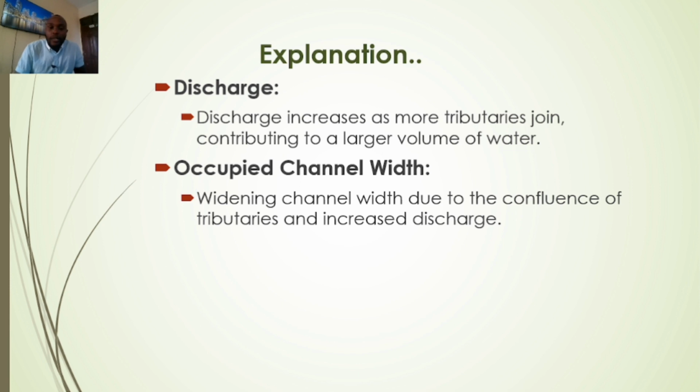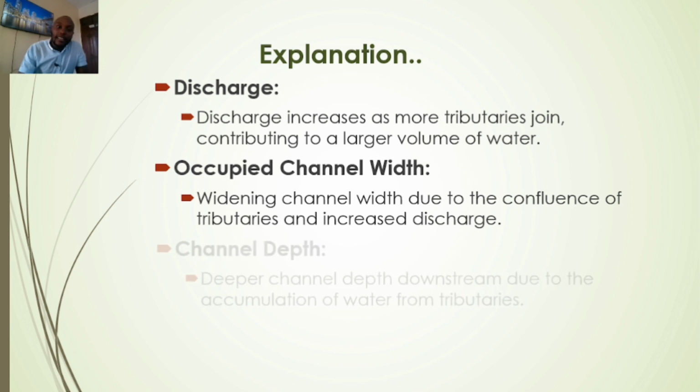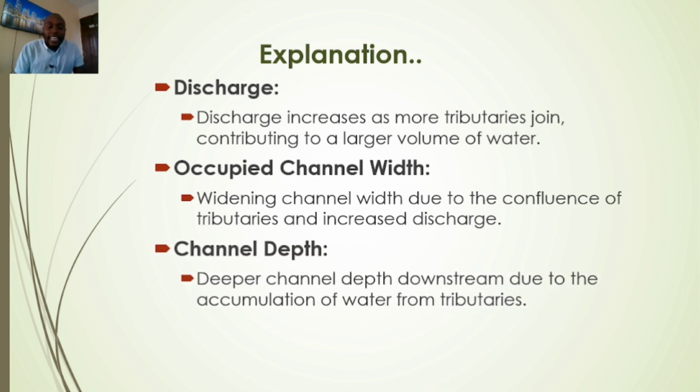Then occupied channel width, remember, more water has been added. So there's an increased discharge, so the channel is going to be wide. So widening channel width due to the confluence of tributaries and increased discharge. I think it's clear now. All right, and then we talk about the channel depth. Upstream is shallow, but when you go downstream, it's deepening. So deeper channel depth downstream due to the accumulation of water from tributaries.